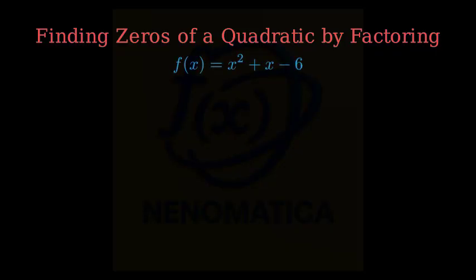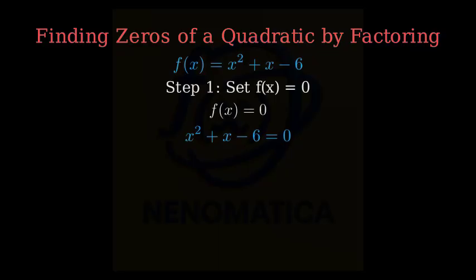In this video, we will find the zeros of the quadratic function f of x equals x squared plus x minus 6. We'll follow the simple algorithm. Set the function equal to 0, factor, and then solve each factor. Step 1. Set f of x equal to 0. That gives us the equation x squared plus x minus 6 equals 0.